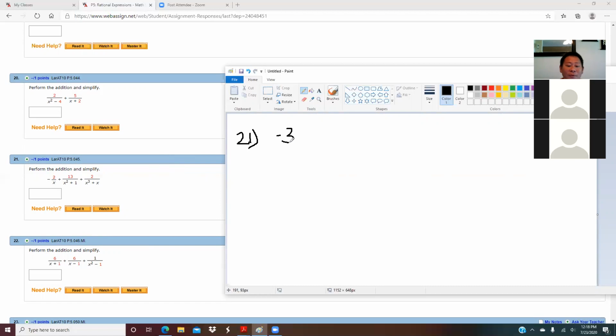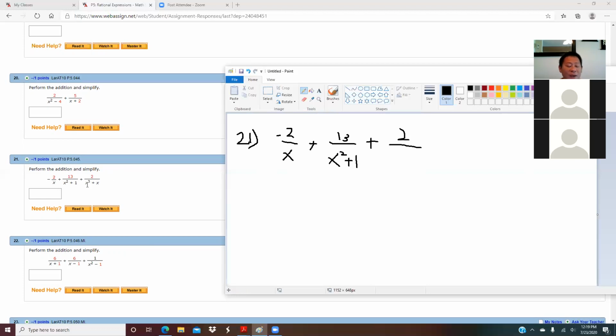So negative 2x is what we have. We cannot do anything in the denominator. Plus 13 over x squared plus 1. Again, we cannot do anything in x squared plus 1. The reason why we cannot factor this is because we have a positive sign. If this is a negative sign, then you can factor it. And then plus 2.